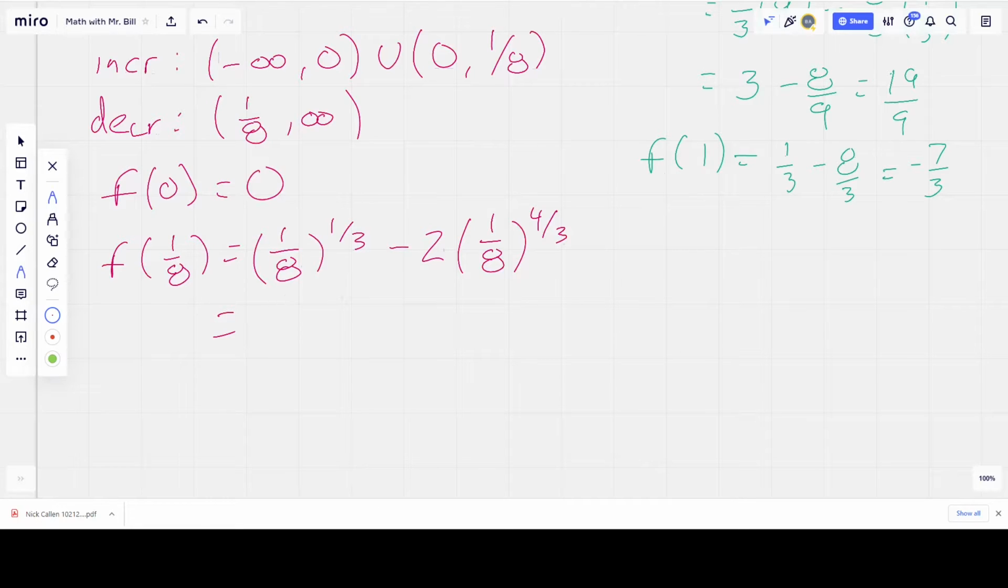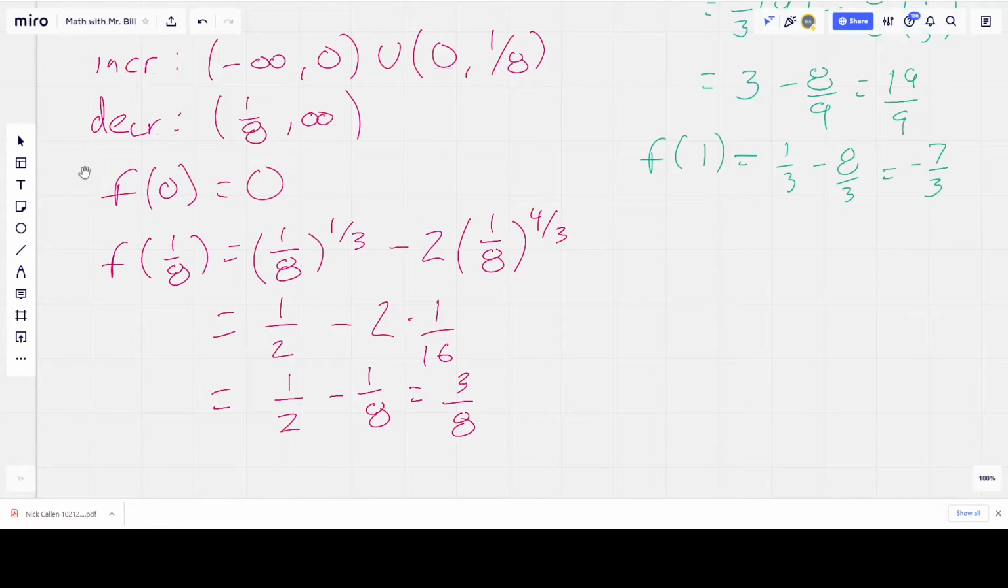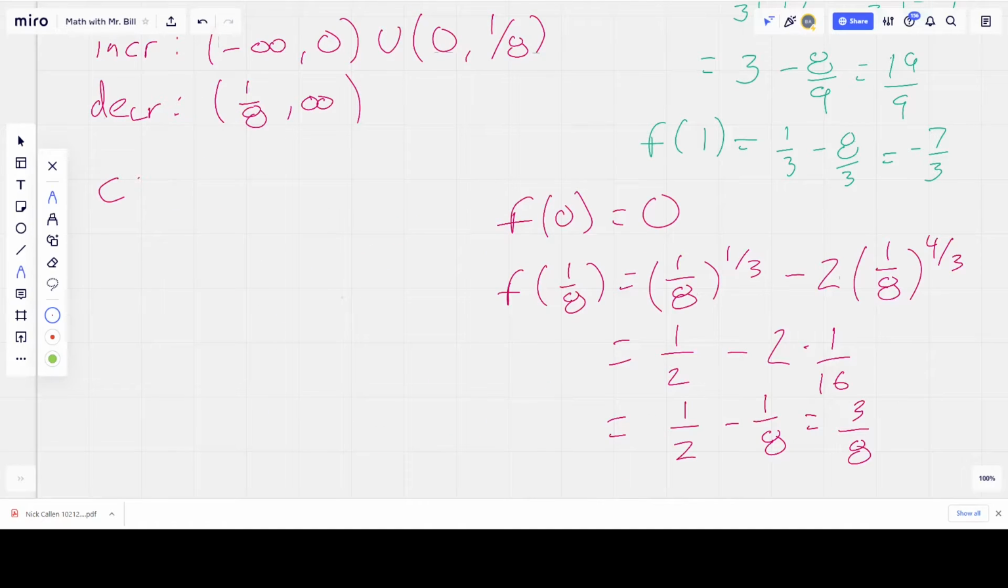So 1/8 to the 1/3, that's going to be 1/2, minus 2 times 1/2 to the 4th, since the cube root of 1/8 is 1/2. 1/2 raised to the 4th is 1/16. So 2 times 1/16. So that's equal to 1/2 minus 1/8, which is equal to 4/8 minus 1/8, so it's equal to 3/8. So that tells me now that my critical points are at 0, 0 and at 1/8, 3/8.